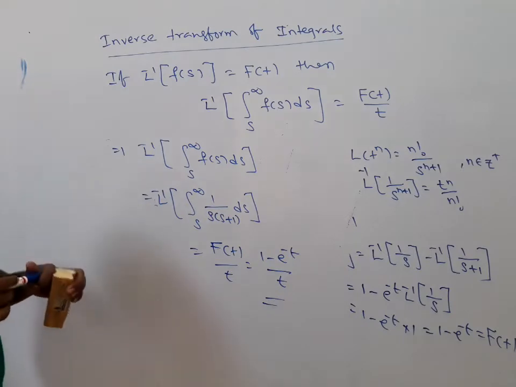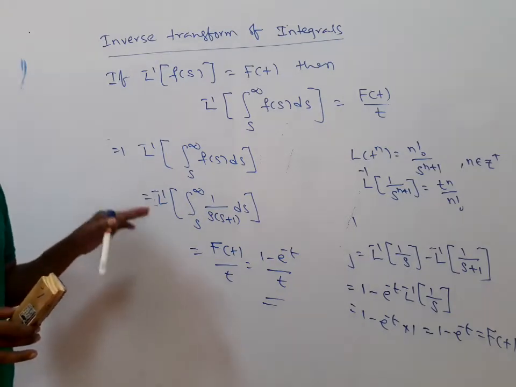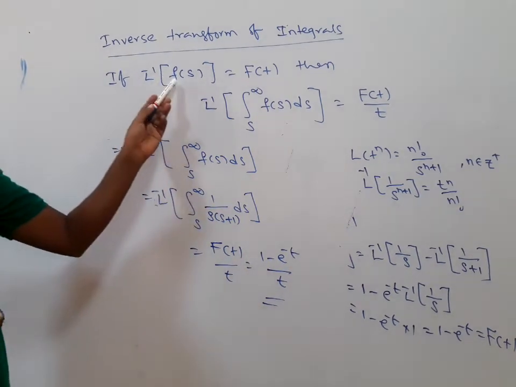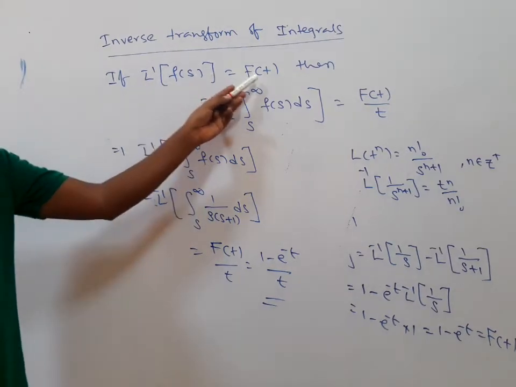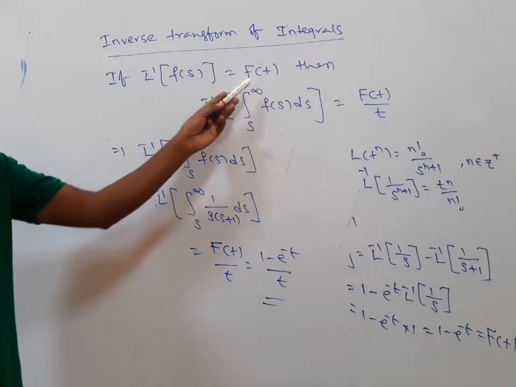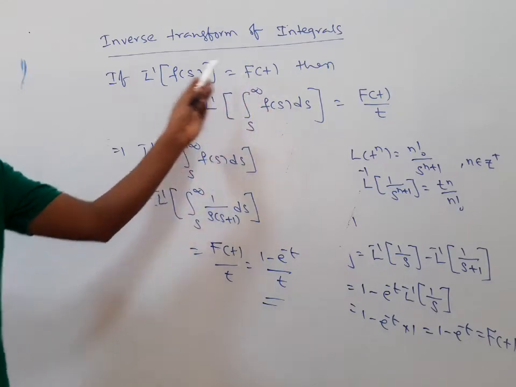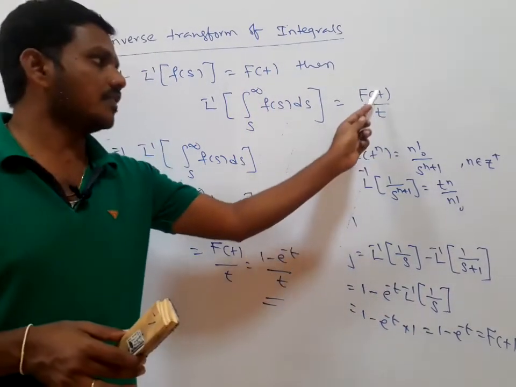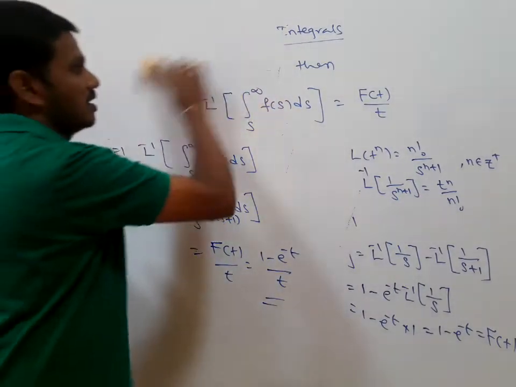Like this, whatever the problem is, you should take the f of s, find the L inverse of f of s, and you will get the f of t. This is simple, no? First choose the f of s, then find the L inverse of f of s, and you will get the function of t. So if you take the transformation of the integration, integral s to infinity f of s ds, the function becomes f of t divided by t. This is the inverse transformation of integrals.